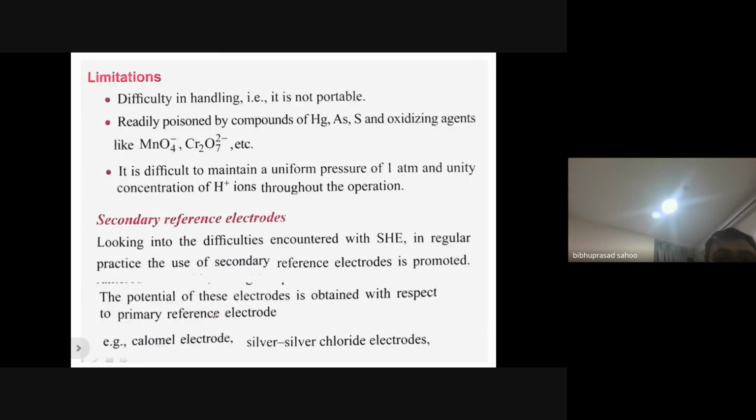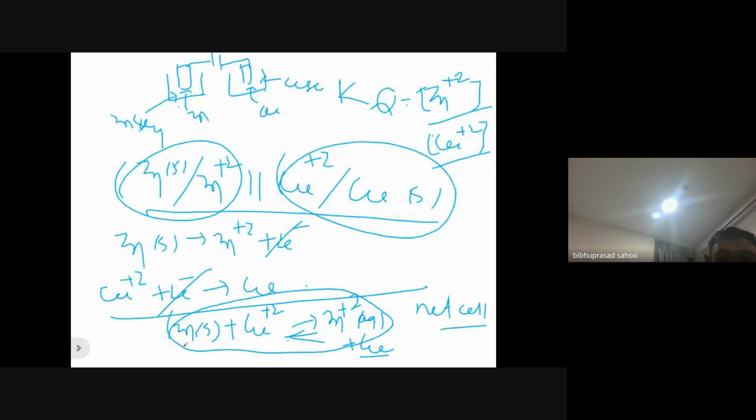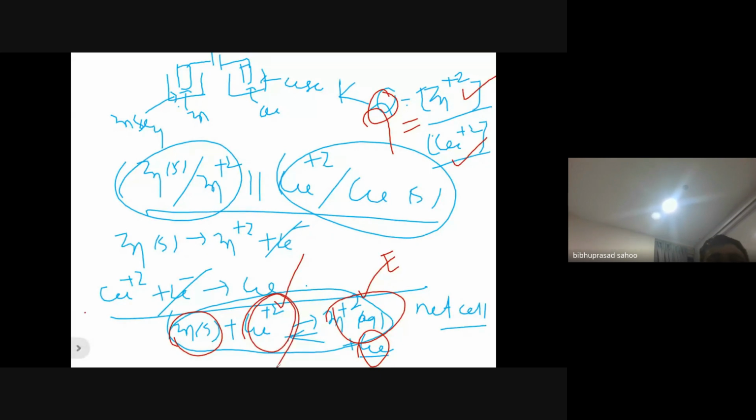We will not consider the neutral species, that is, Zn and copper. Only we will consider the charged species. So when you calculate the reaction quotient Q, it will be Zn2+ concentration divided by Cu2+ concentration, means the ionic term present in the product side divided by the ionic term present in the reactant side. Got it, student?